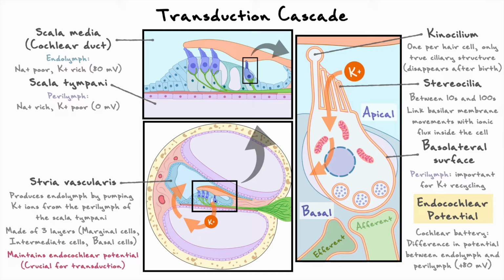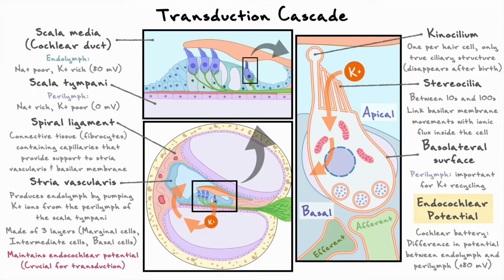The last detail that I want to mention on this diagram is the spiral ligament that can be found right beside the stria vascularis. This ligament is essentially a zone of connective tissue, mostly fibrocytes, that contain capillaries and thus provide mechanical and metabolic support to the stria vascularis and basilar membrane. At this point, I know that the concept of transduction might still be elusive, but hopefully with the next few examples and explanations, all the loose ends will be tied.